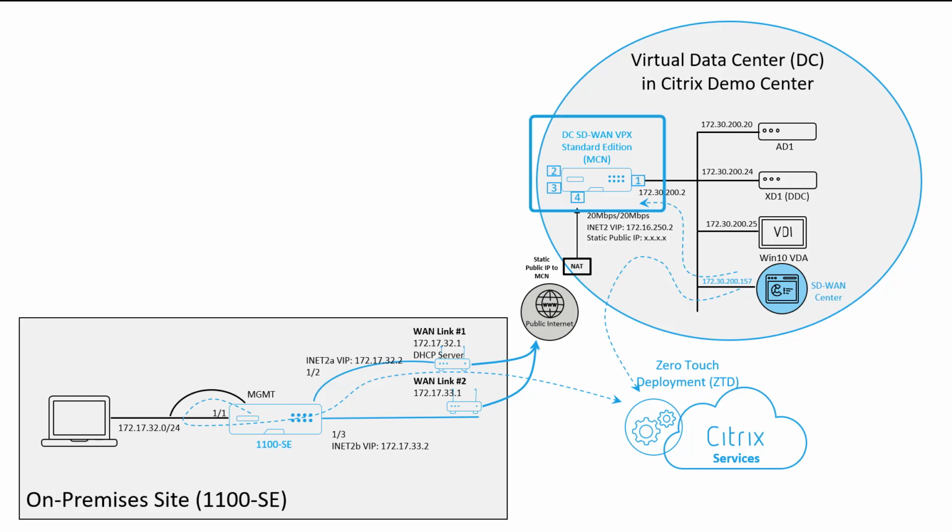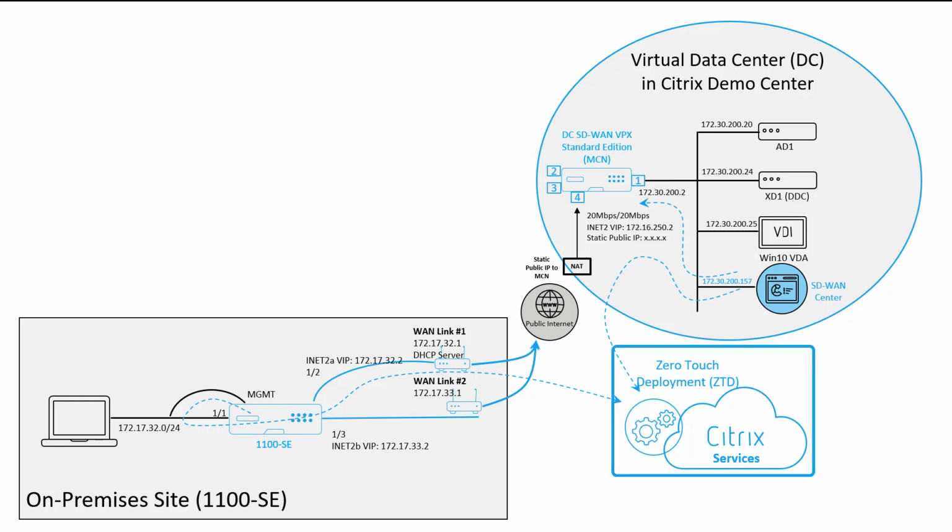In this environment, we have an MCN hosted in the Demo Center cloud with a static public IP defined for an available internet WAN link, which gets NATed to a private virtual IP on the interface 4 of the SD-WAN instance. SD-WAN Center is also deployed in this network, which we'll use as a central controller to authenticate our communication to the zero-touch deployment services hosted in Citrix Cloud.